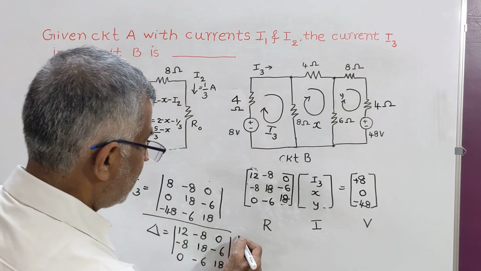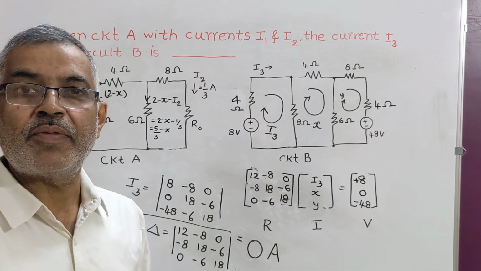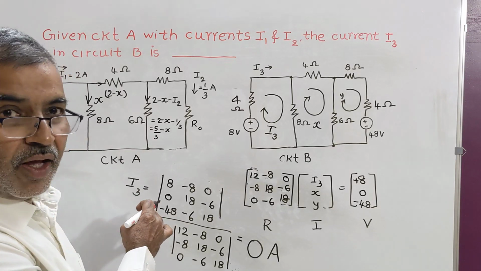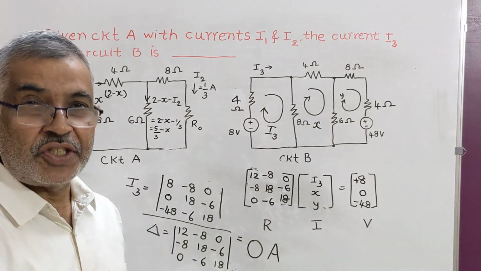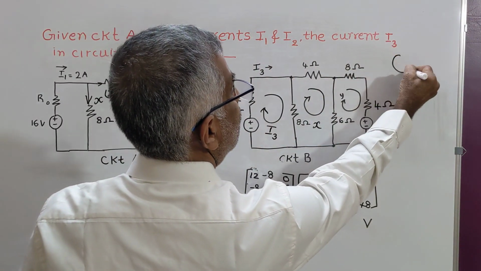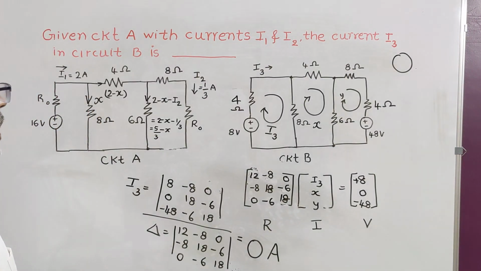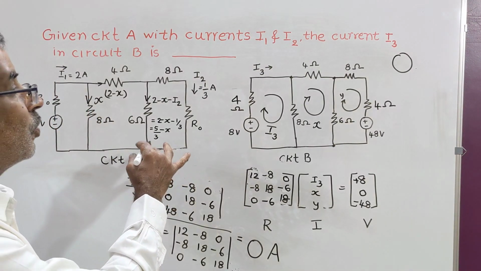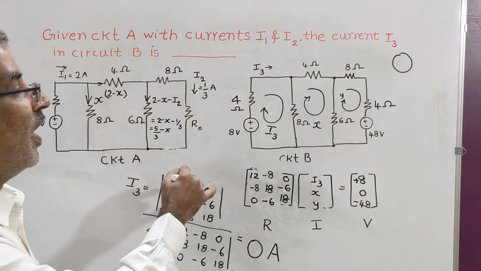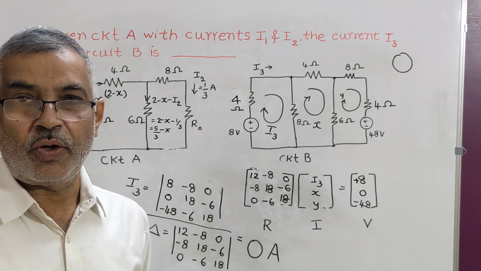Now solve for I3. I3 comes out to be 0 amperes. So use a calculator to solve for I3, and I3 comes out to be 0. The answer is 0. In this question, there are two networks. From network A, you solve for R0, and in network B, you solve for I3, and I3 comes out to be 0. Thank you.